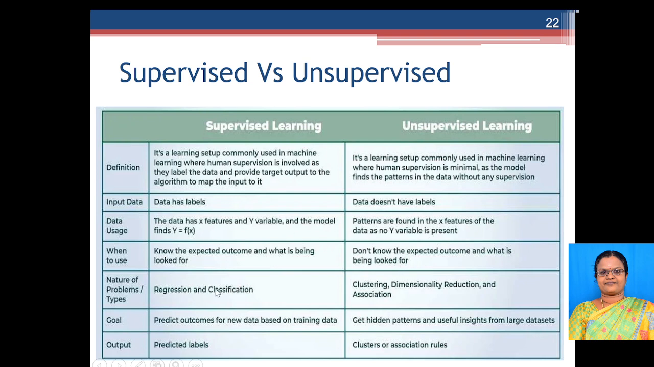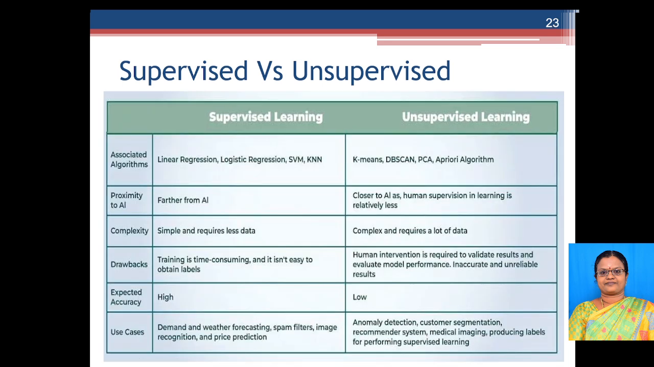And if you see the type of problems, the types of supervised learning are regression and classification, whereas here I have clustering, dimensionality reduction and association. And if you see the output, it is a predicted label, whereas here it will be either in clusters or some association rules. And some more differentiation is also there, which we will see later.